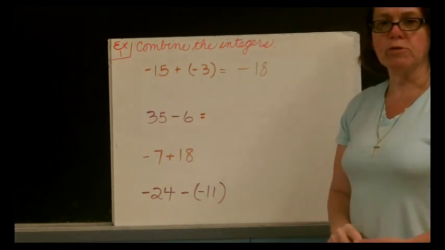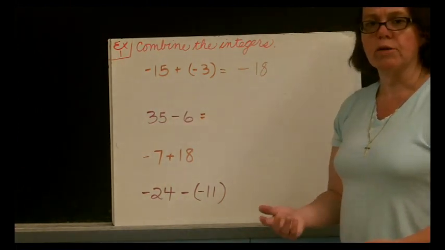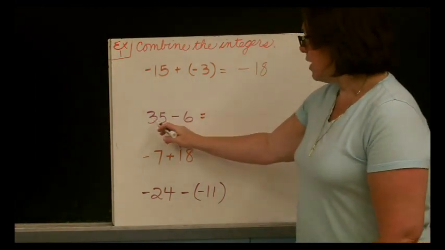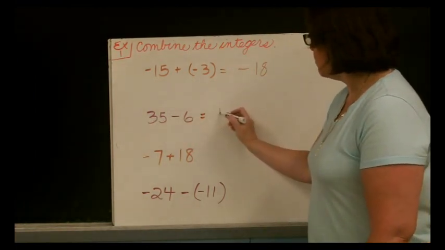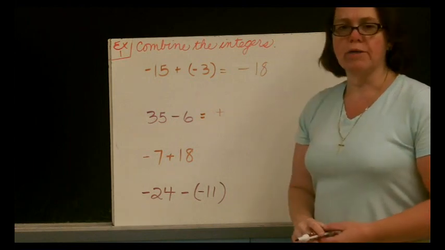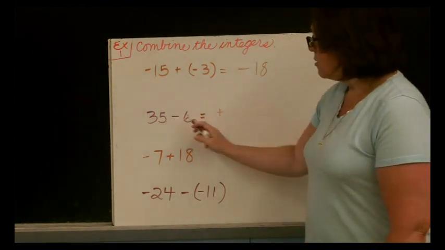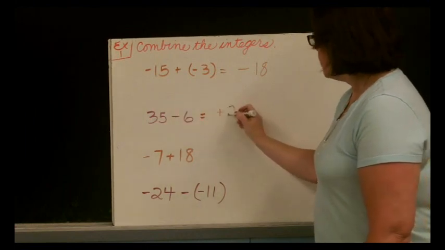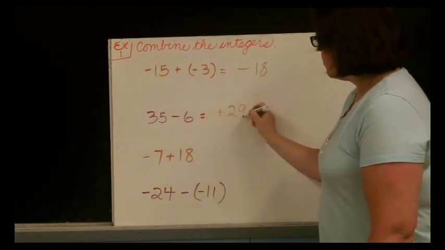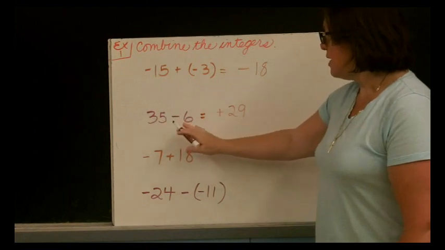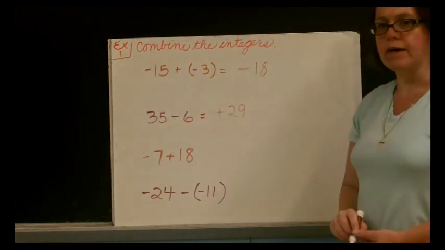So the first thing we have to do is look and see what our greater looking number is. It's 35, and since 35 is positive, our answer is going to be positive. And our next step is to subtract the 2 numbers. 6 from 35 is 29. So when you combine a positive 35 and a negative 6, you get a positive 29.